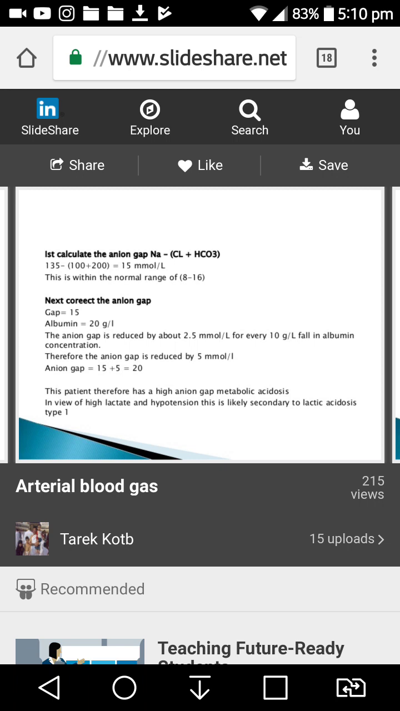So you should correct this anion gap, reduced by 5, because we said every 10 gram fall in albumin will reduce the anion gap by 2.5. So the anion gap here is reduced by 5 millimole. So if we add this 5 to 15, the anion gap will be 20, and this is high anion gap metabolic acidosis. Thank you, and I am very happy to receive your questions. Bye.